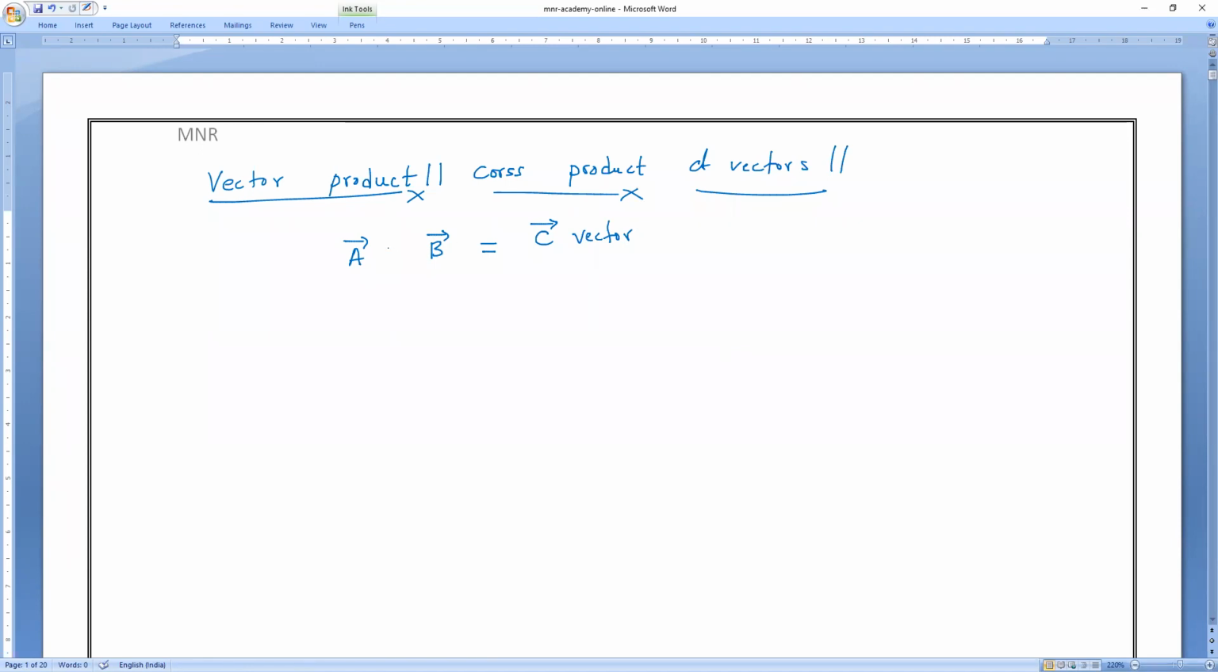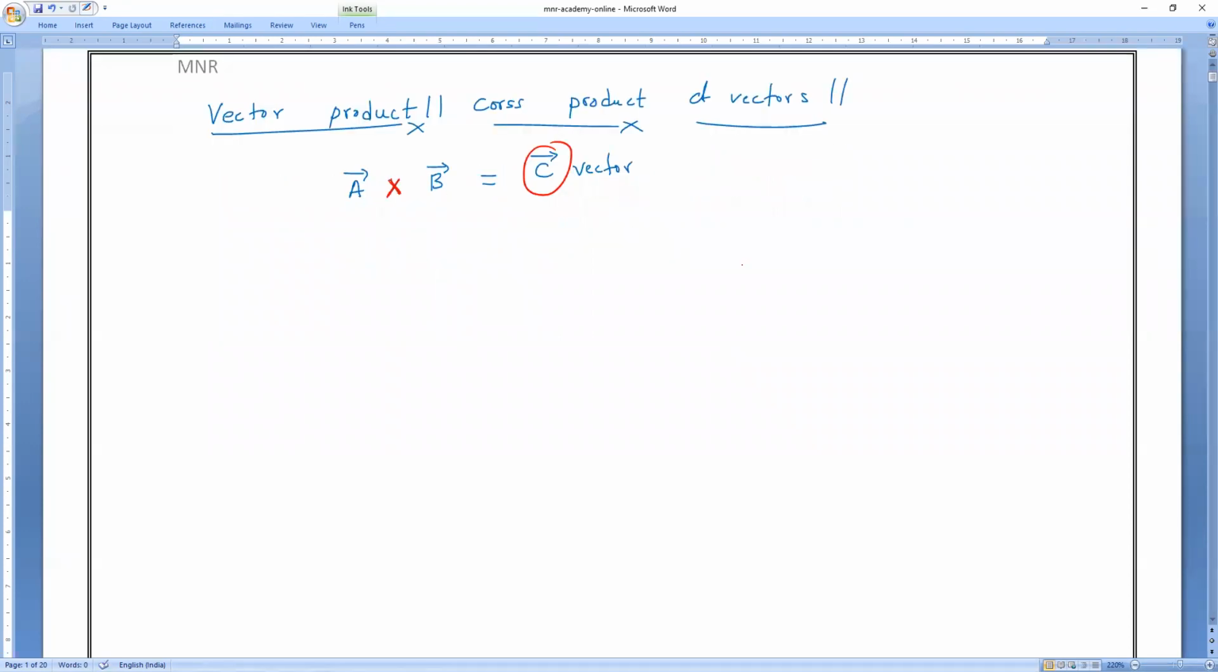The symbol for dot product is represented with a dot, but the cross product is represented with the multiplication symbol. Cross. So again we get vector into vector multiplied, and we get a vector only. So that is why it is called the vector product. And if you multiply A and B and get a scalar, then that product is called the dot product.